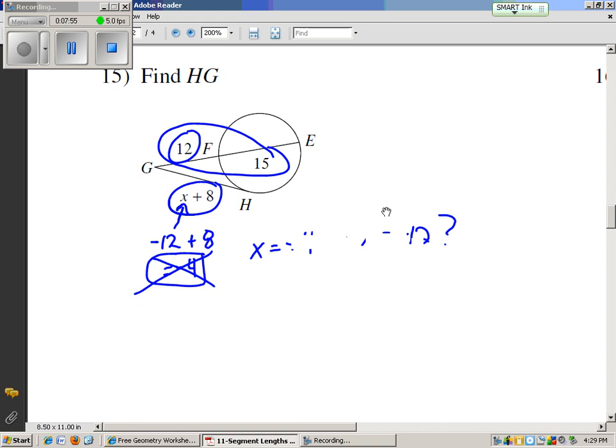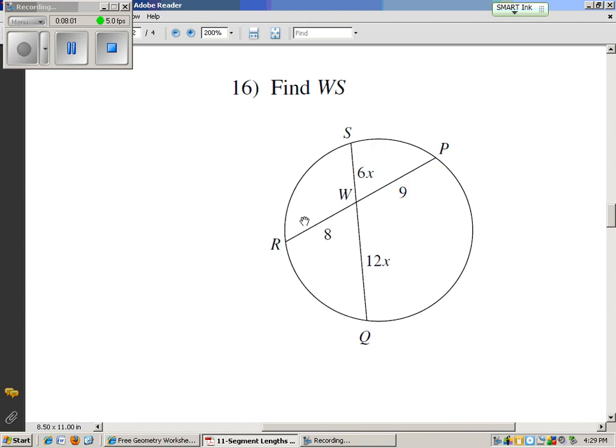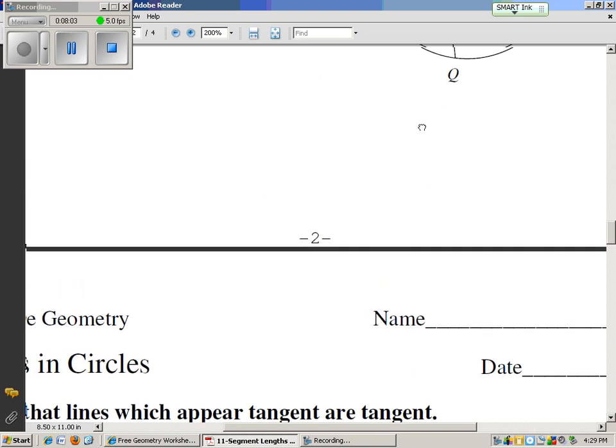All right, I believe that's going to finish up the packet for circles in general. Yeah, that's it.